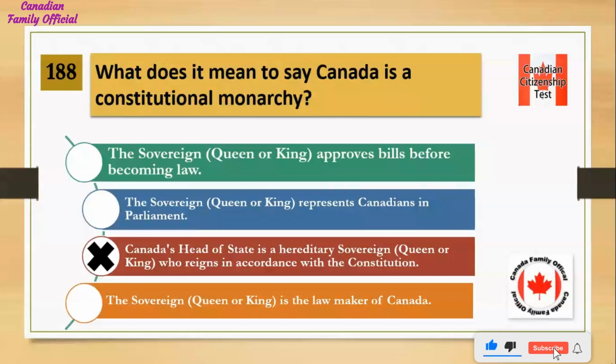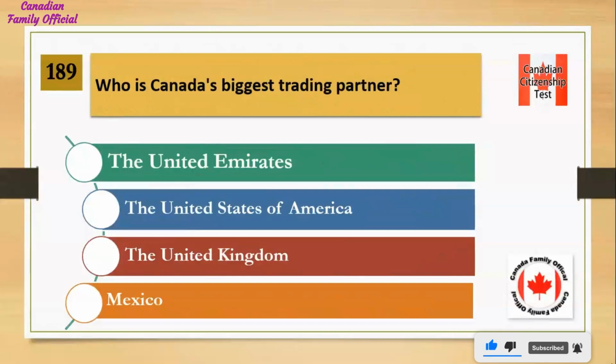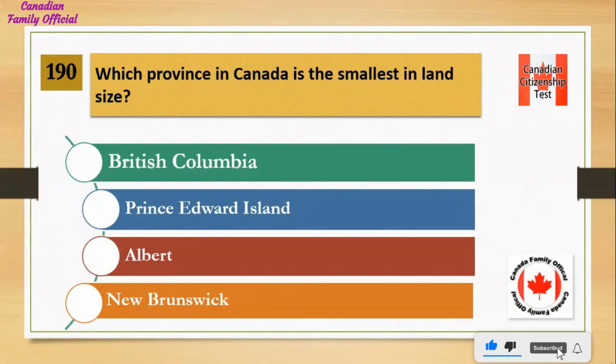the Constitution. Who is Canada's biggest trading partner? Number 1, the United Emirates. Number 2, the United States of America. Number 3, the United Kingdom. Number 4, Mexico. And the answer is the United States of America.